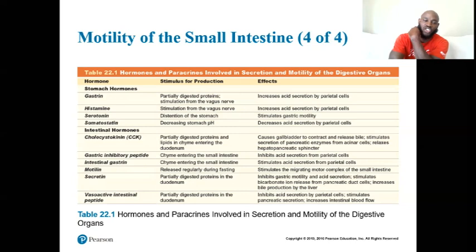And this is a chart just showing you the hormones and paracrines involved. You can read through this on your own.